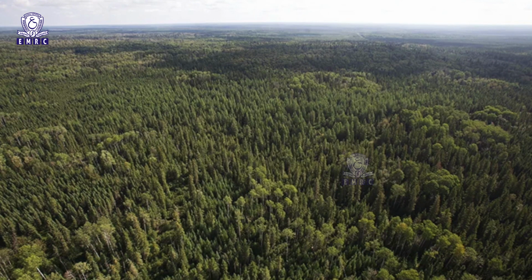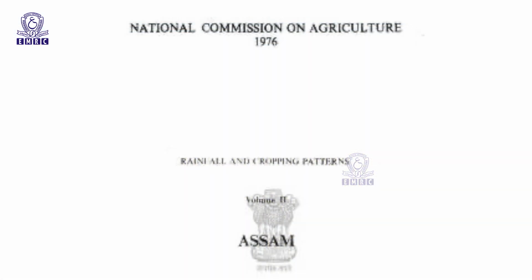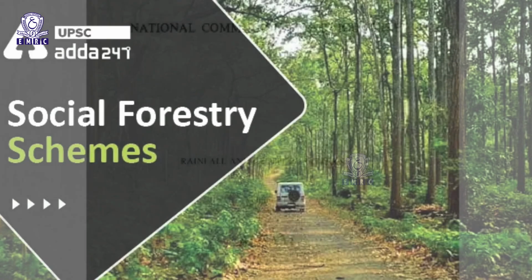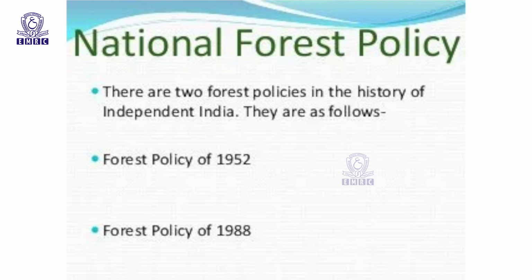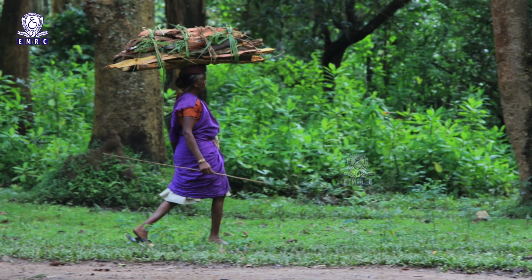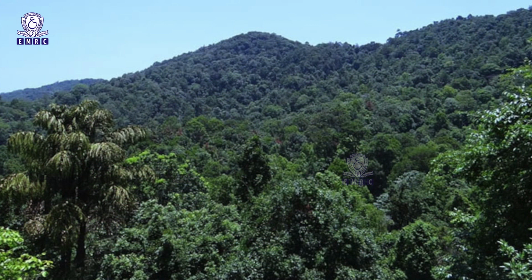Gangetic Plains has 7.5% of the total forest area in India. Social forestry was proposed by the National Commission on Agriculture in 1976. The social forestry program was proposed in the 5th five-year plan and implemented in the 6th five-year plan. National Forest Policy 1988 is also known as the Revised National Forest Policy. According to it, the area under forest cover in the hills and mountainous regions was increased to 66%.